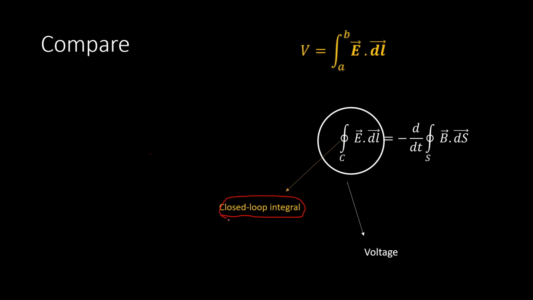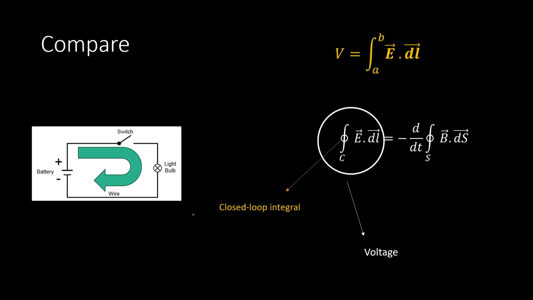What does a closed loop integral mean? Well, let's explore it in the case of a battery. A closed loop integral means you start from the same place, and you end up at the same point in the loop. For example, we start from the battery, we loop around the battery, and then we finally end up at the same point where we started. In this case, we call it a closed loop integral.